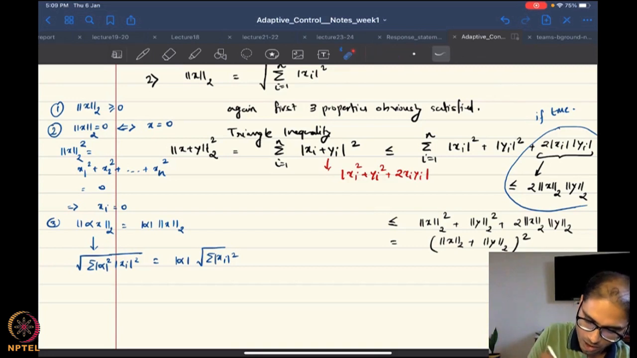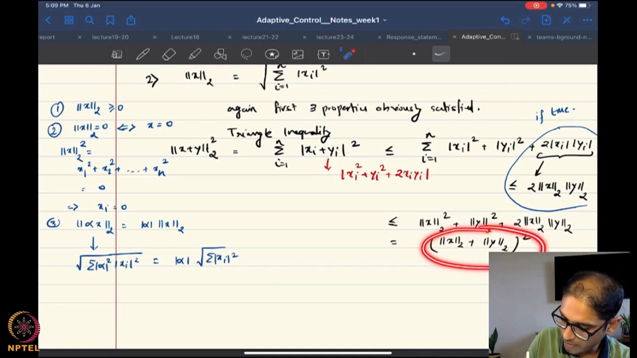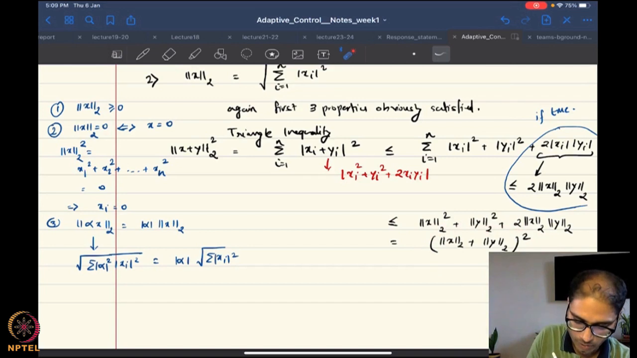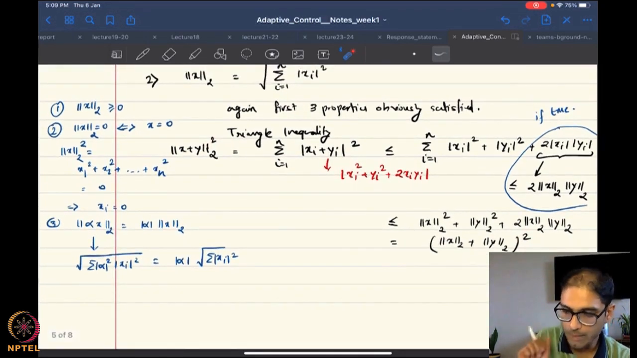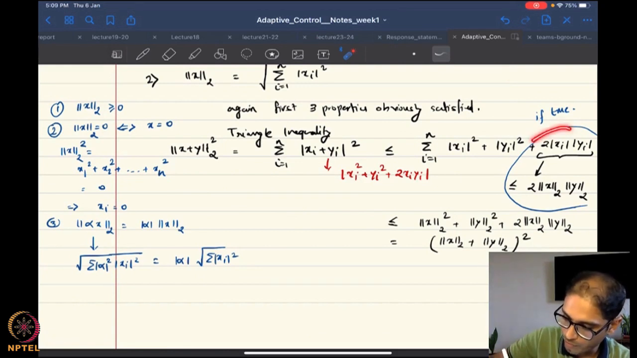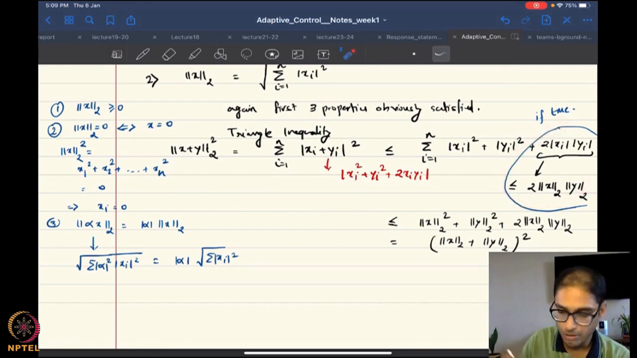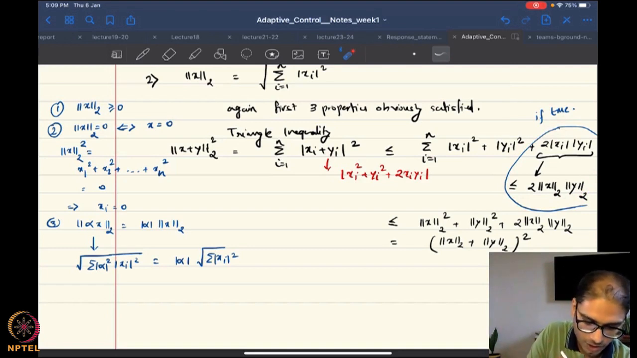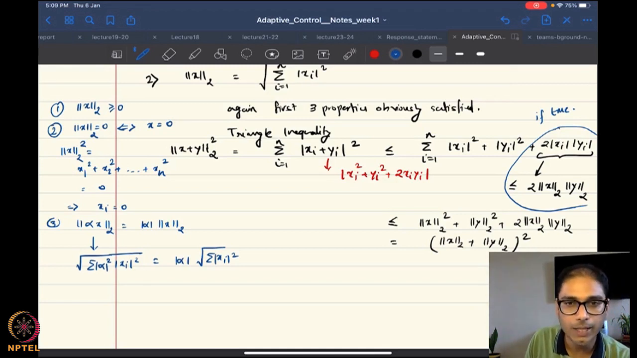Because on the left hand side, I had the 2 norm of x plus y squared, and here I have the 2 norm of x plus the 2 norm of y, whole squared. So if I remove the squares on both sides, my proof is done. Now, what am I left to prove? I am left to prove this guy. Let's see if we can. If I cannot, I will probably show it to you next time. But let's give it a shot right now.